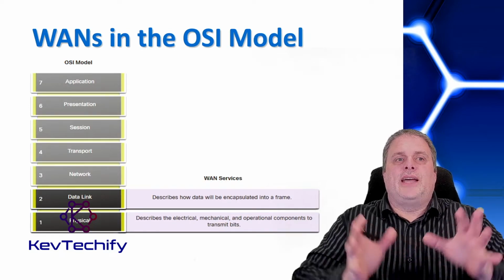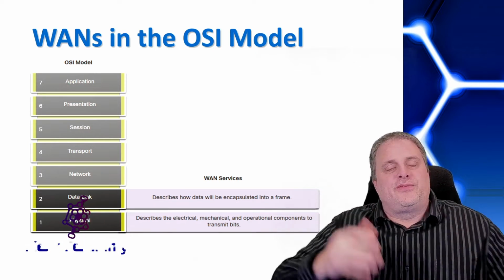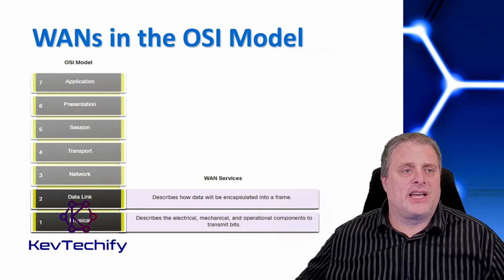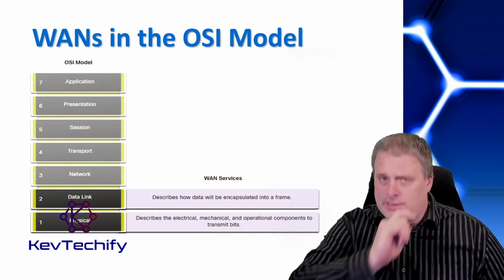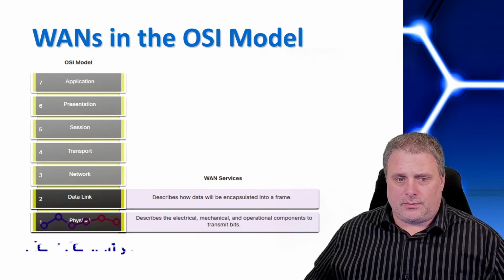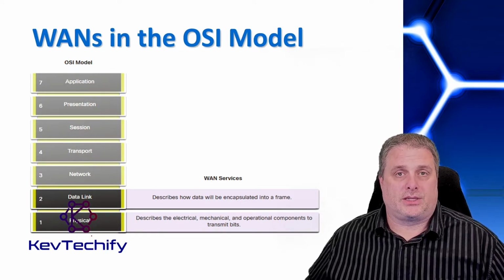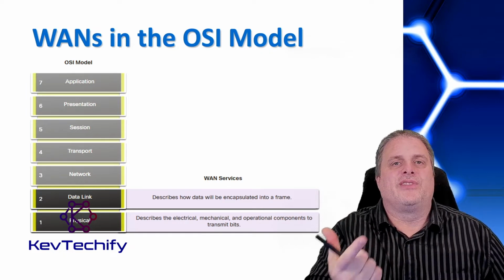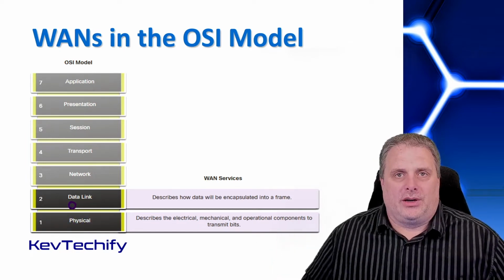We also need to see where the WAN concepts figure into our OSI model. The OSI model is the 7-layer model that describes how computers move data across networks from device to device. We're concerned with the bottom 2 layers. The physical layer describes the electrical, mechanical, and operational components to transmit the bits. So signal strengths, the actual voltage and amperage of the electricity, and the wavelengths of the light that are being used in fiber. It describes all that.